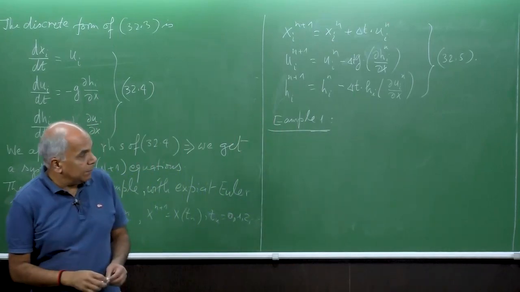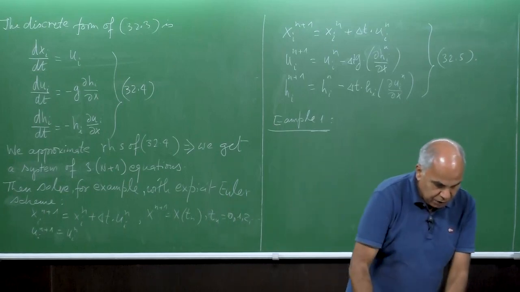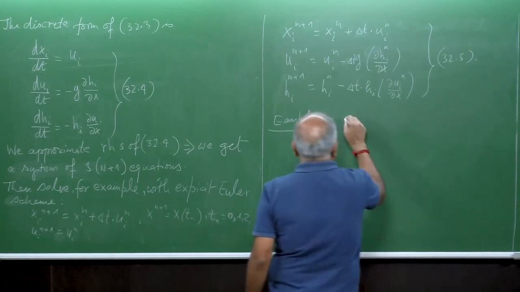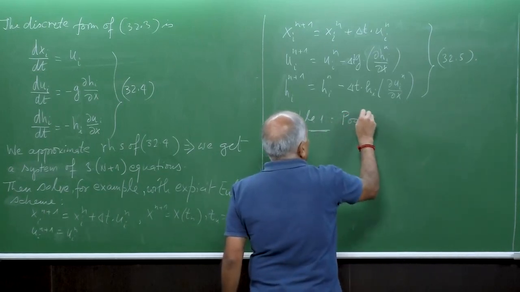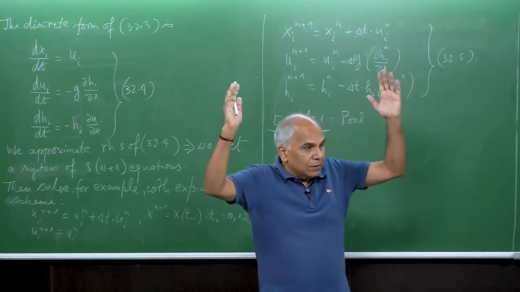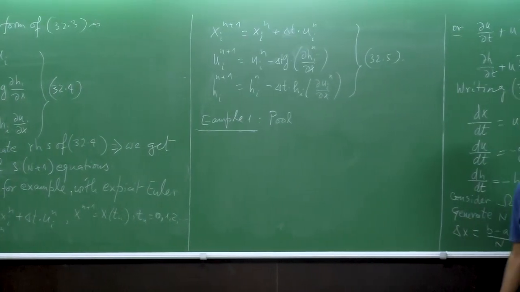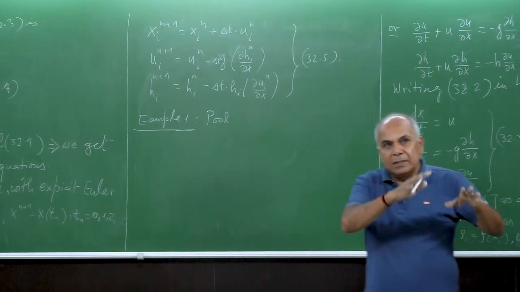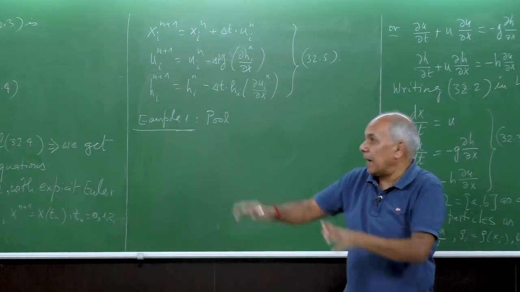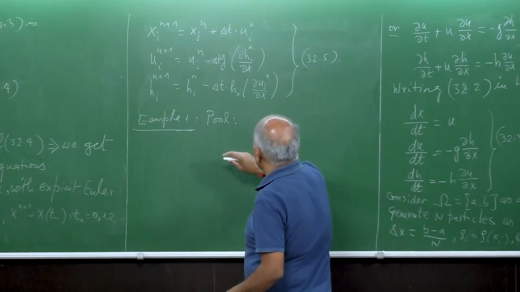So the first example we use is like a pool, not a swimming pool, but some type of pool. Somewhere in the water you had some initial wave, and then when the wave starts moving, it goes back, and then it comes back and hits a wall. We'll see that in the numerics here.